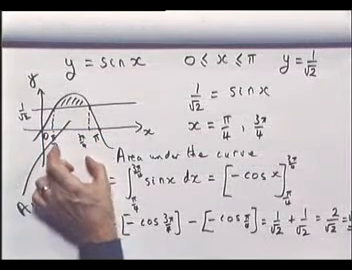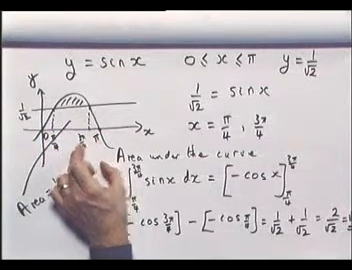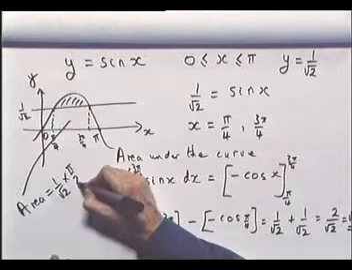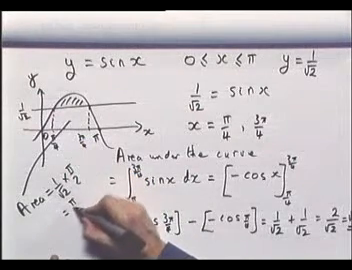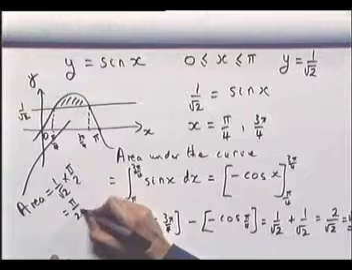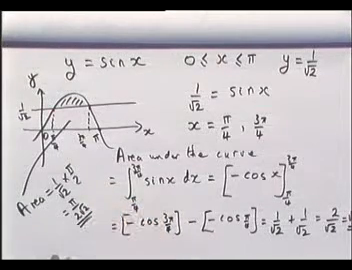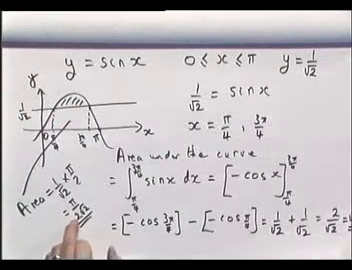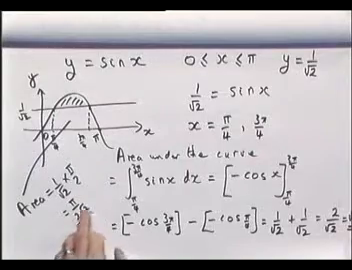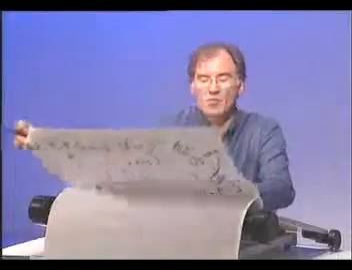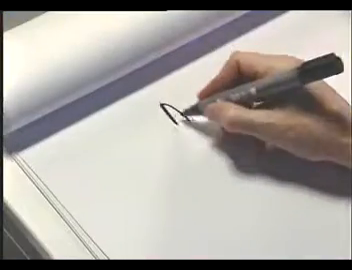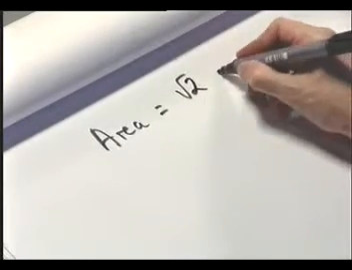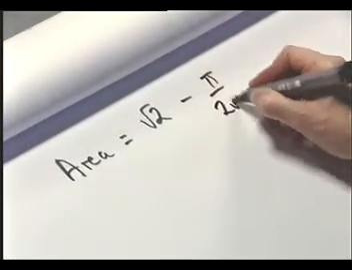Well, it runs from pi by 4 to 3 pi by 4. So the difference is 2 pi by 4, in other words, pi by 2. So the area of that rectangle is pi over 2 times root 2. So the total area that I want is the difference between these two, pi over 2 root 2 and root 2. So the area equals root 2 minus pi over 2 root 2.